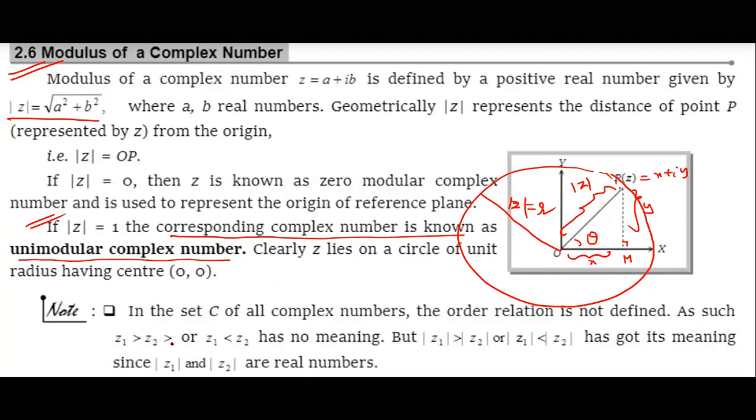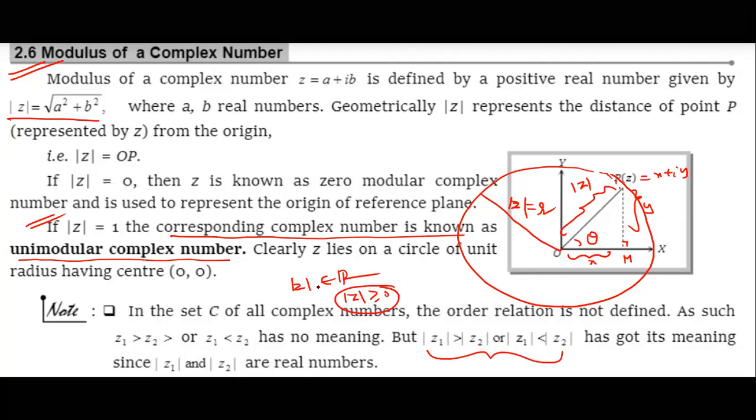See, z1 greater than z2 or z1 less than z2 is meaningless, I told you. We cannot compare two complex numbers. But we can compare their modulus, because that is a real number. Mod z means what? That is a real number, always greater than or equal to 0. So we can compare the modulus of a complex number.